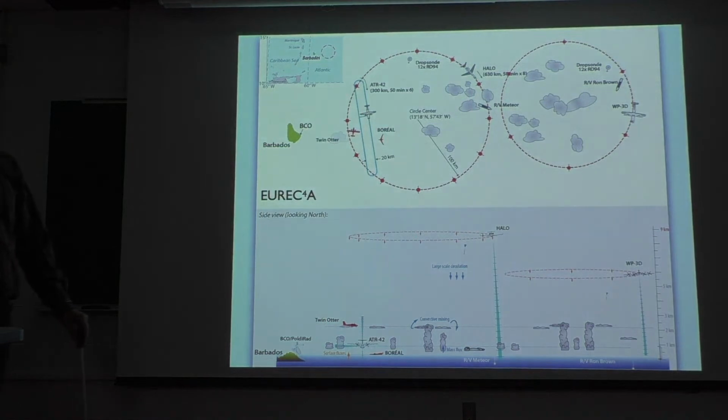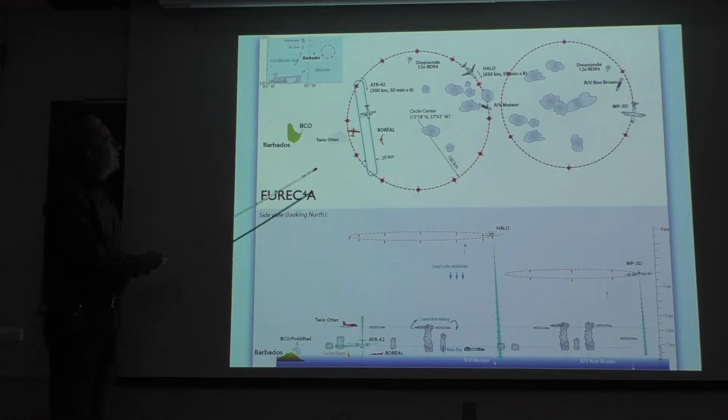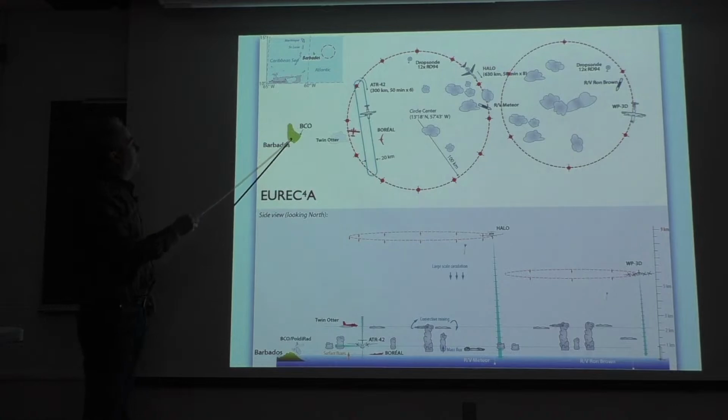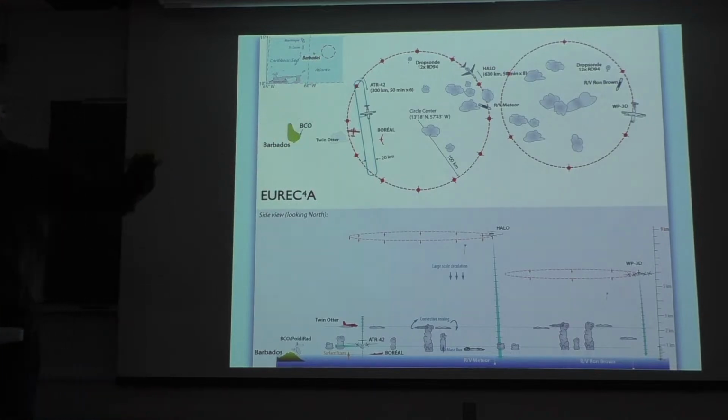This question arose during a field experiment called Eureka, which was mid-January to mid-February of 2020. So we really just inched it out before the pandemic started. Held off the island of Barbados in the Caribbean. And so this is a region of trade wind clouds, so there's dry subsiding air.